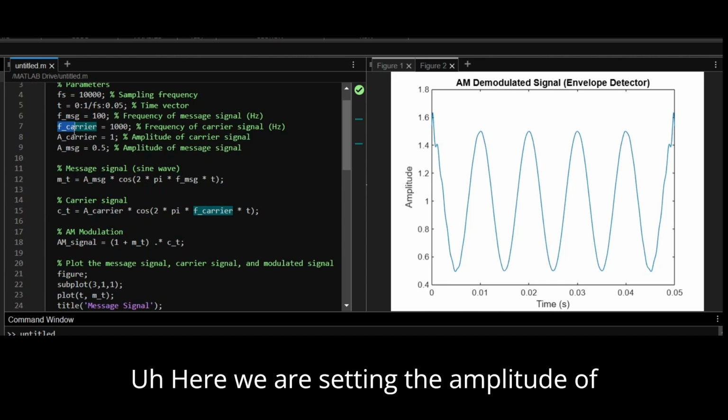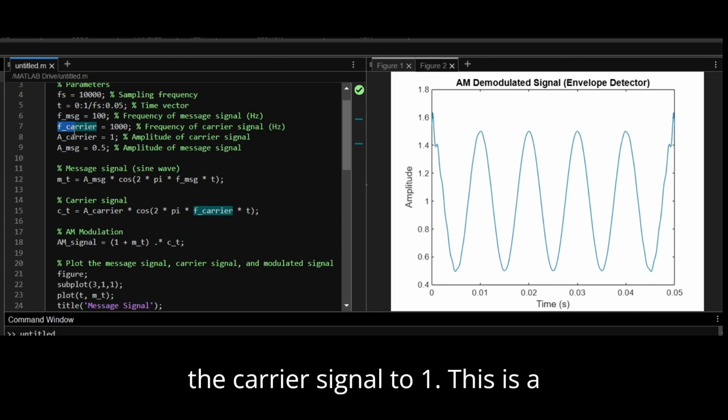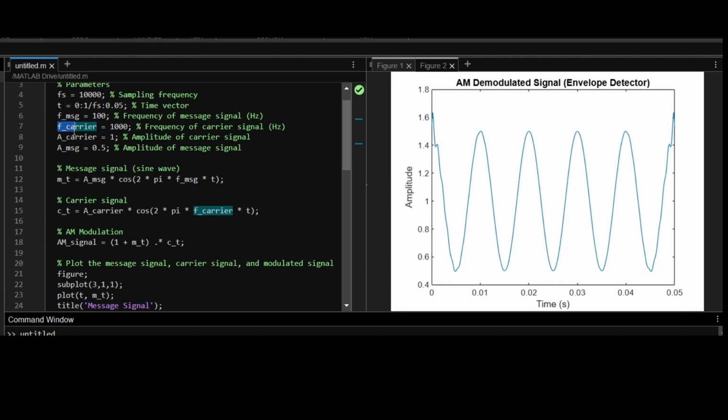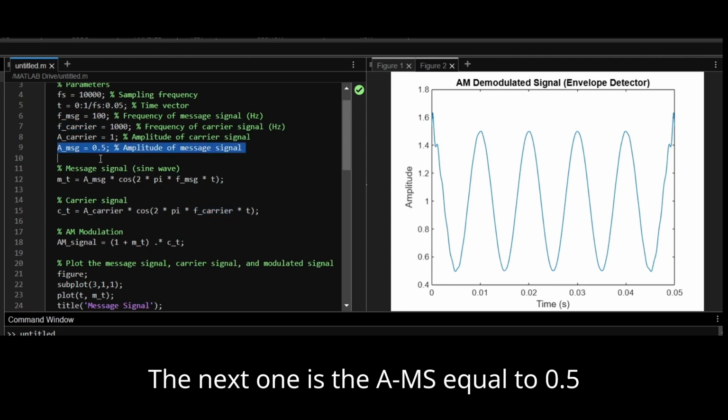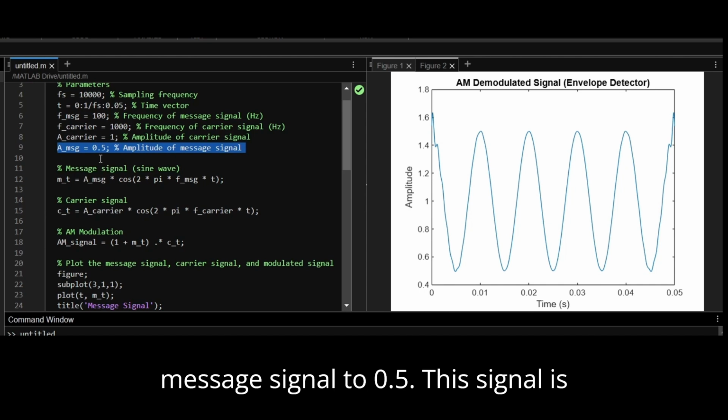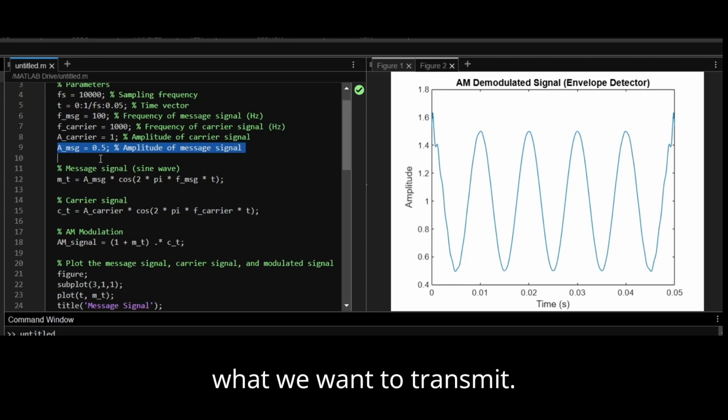Here we are setting the amplitude of the carrier signal to 1. This is a constant amplitude that will carry the message over a high frequency signal. The next one is A_ms equal to 0.5, and this line sets the amplitude of the message signal to 0.5. This signal is what we want to transmit.